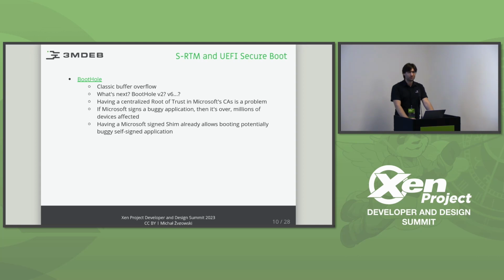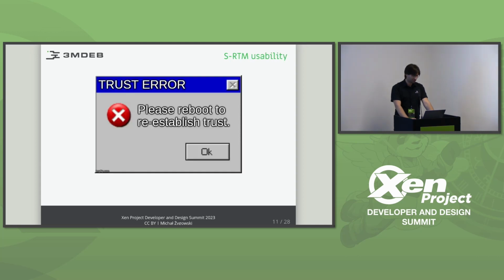And all those concerns raise another question. What is the usability of SRTM? In order to re-establish the trust, we have to reboot the device. So how often do you reboot a device? If it is a laptop, then it's probably quite often. If it is a desktop, maybe a little bit less often, but when it is a server, almost never. So how would you re-establish your trust in the software and system you're running?